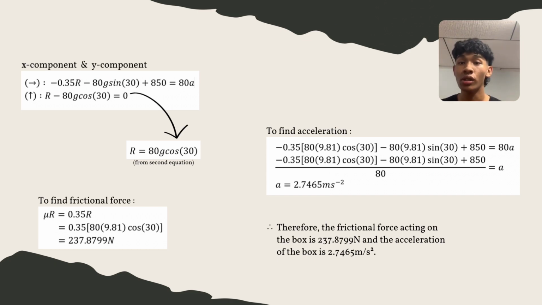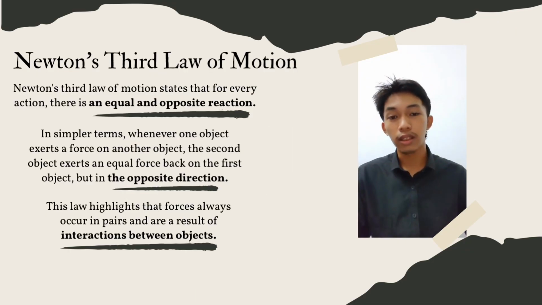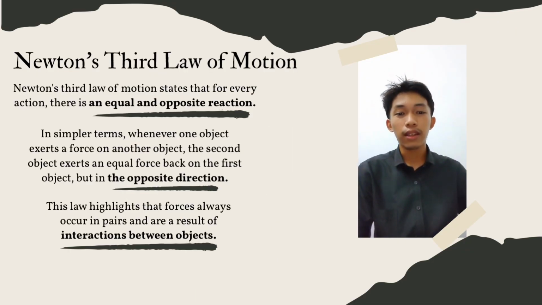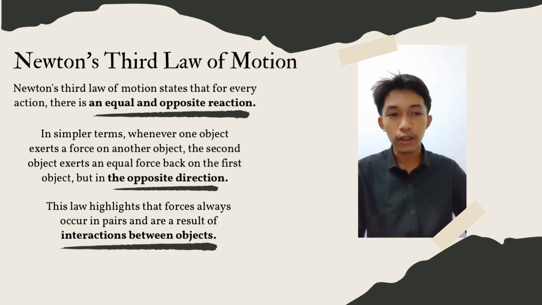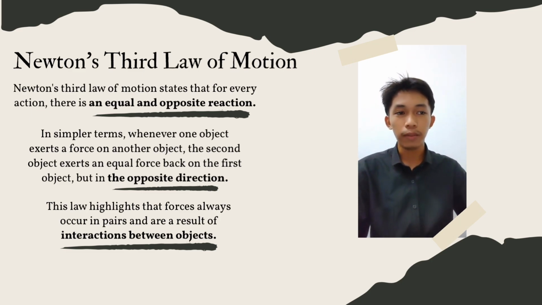Okay, so the conclusion we can get from here is the frictional force acting on the box is 237.8799 Newton, and the acceleration of the box is 2.7465 meter per second square. What does that mean in real life? It means that forces always come in pairs. When one object applies a force to another, that second object applies an equal force in the opposite direction.